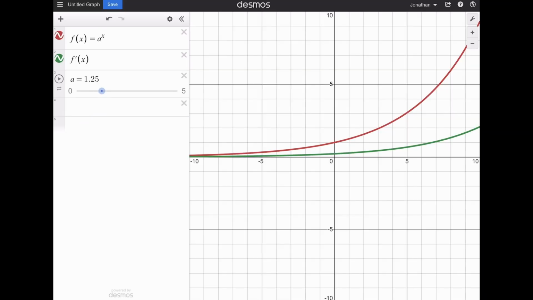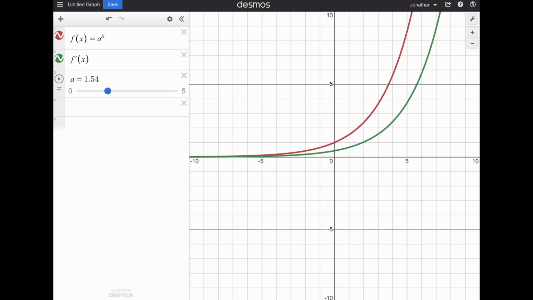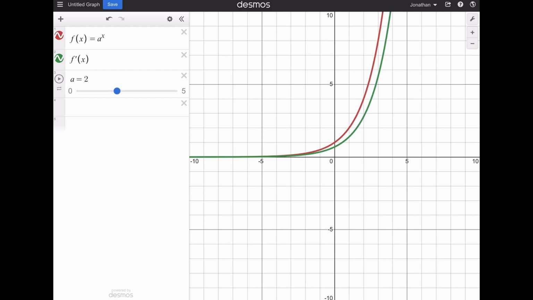So we've got two curves. The red curve is a function of a to the power of x, where a is just a constant. In this specific example it's 1.25. And the green curve is a gradient function. At this point, when a is 1.25, the function and its gradient are two entirely separate things. But as we increase the value of a, as a approaches 2.58, or even closer, 2.7, the function a to the x becomes identical to its gradient function.